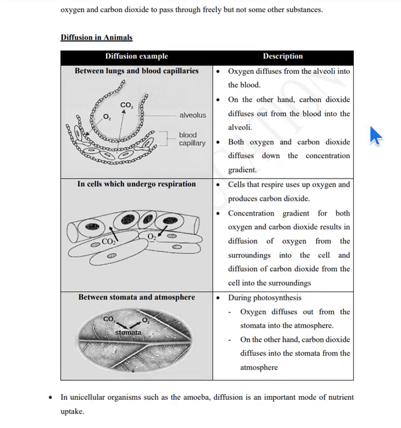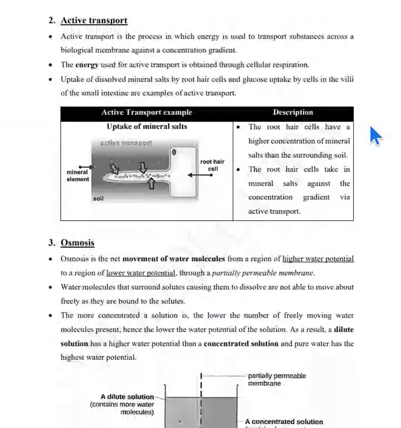For the example of diffusion in animals, you don't really need to know. You need to know about active transport. Basically you need to tell me that it is the process in which energy is used to transport substances across a membrane against a concentration gradient. An example can be your root hair cell. And the energy used for active transport comes from cellular respiration. You need to state that as well.